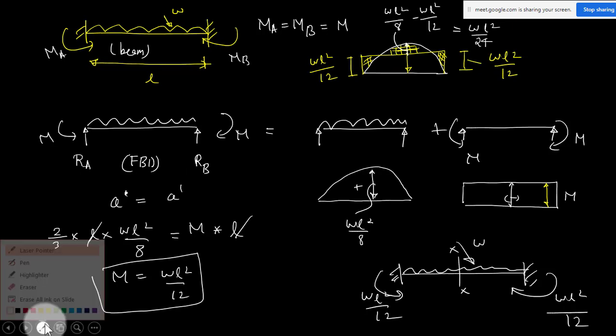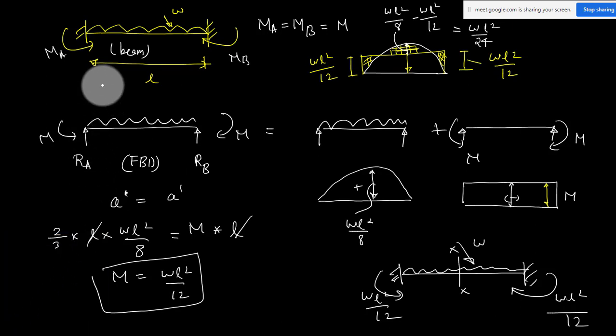So reactions also you can find. Again it is symmetric, so the reactions RA and RB will be equal. RA will be equal to half of the total load WL. So RA is WL by 2, and RB is WL by 2. So you can also draw the shear force diagram. That is simple. So what is your beam? The question is now just solved.